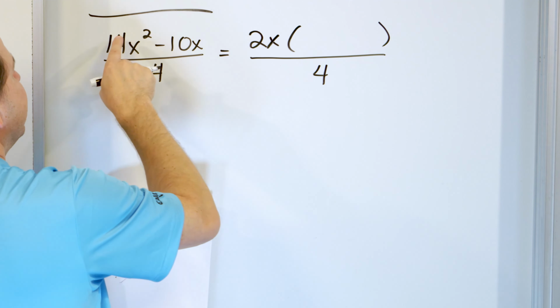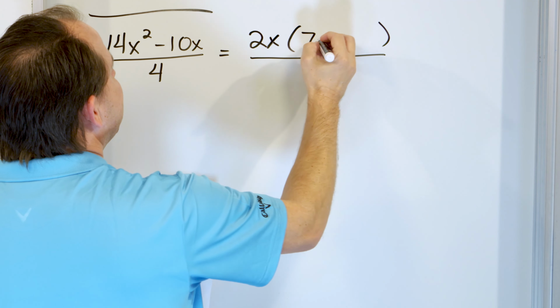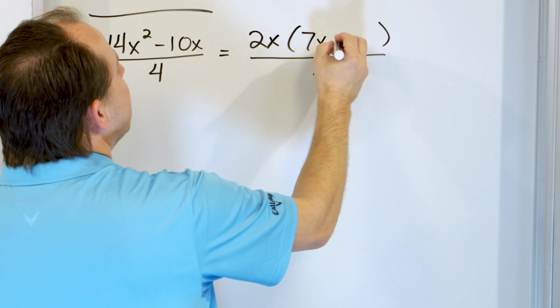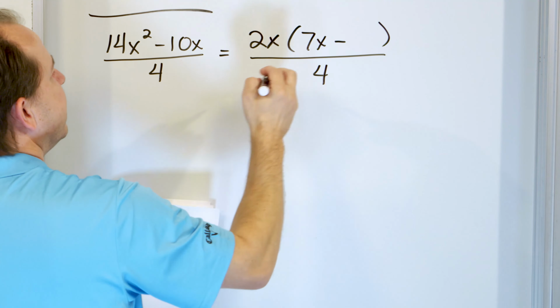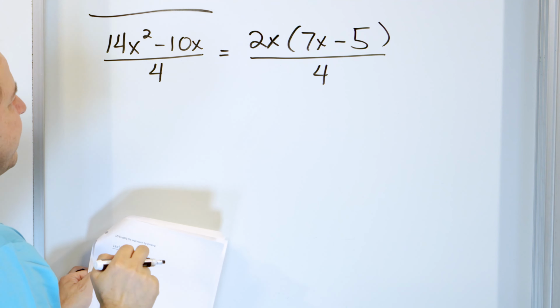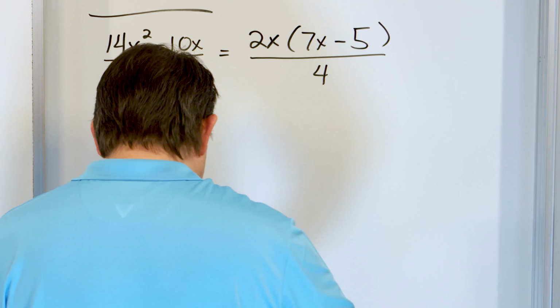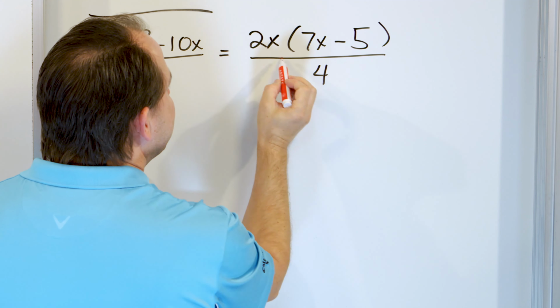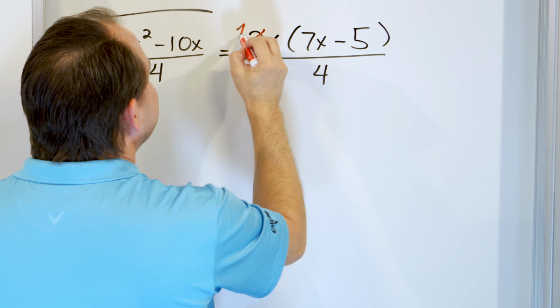Now, 2x times something is this. You have to have a 7x there. 2 times 7, 14. X times x, x squared. Then 2x times something is this. 2 times 5 is 10. And the x is coming along for the ride. So this is the factored form. And then I don't think I'm going to confuse you too much now that I have it into this form. I can simplify the numbers by dividing by 2. 2 divided by 2 is 1.